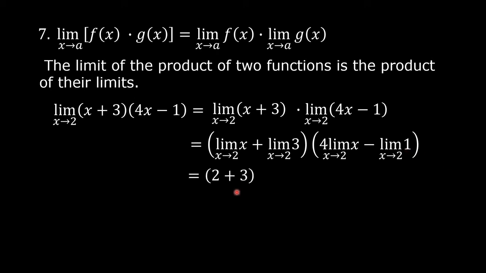So we have 2 plus 3. Then 4 times 2 here, then minus 1. So 4 times 2 minus 1. Simplifying, we get 5 times 7. Why 7? Because 4 times 2 is 8, minus 1 is 7. And then 5 times 7 is equal to 35.